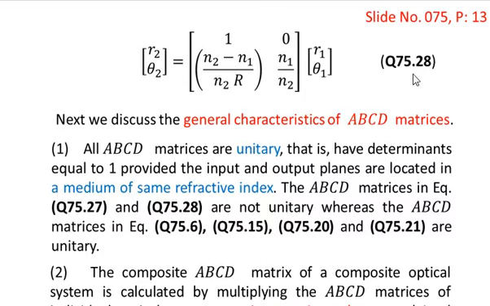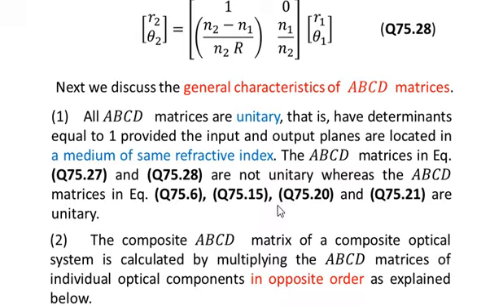For example, look at equation number 28. It is not unitary because the determinant is not equal to 1. But if you set n1 equal to n2, then of course it becomes a unitary matrix, because we are doing the calculations in the same material. So this is important. If you are doing the calculations for the input and output in the same material having the same refractive index, then of course the matrices will be unitary.